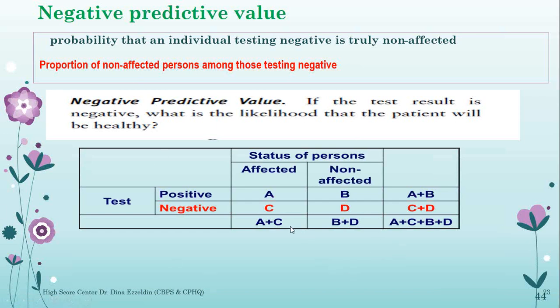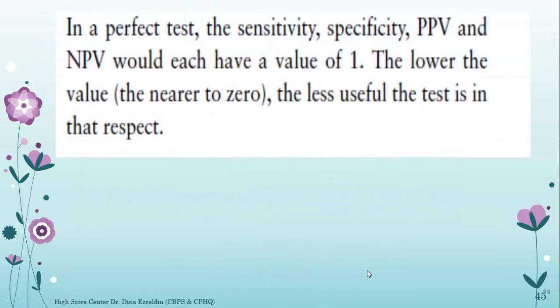We will make the table in the same way, and we calculate the negative predictive value as the true negative divided by true negative plus false negative. So all of them is negative. So it's not like specificity. In the specificity, this false negative was false positive. But here, in negative predictive value, all of them is negative. In a perfect test, the sensitivity, specificity, positive predictive value, and the negative predictive value would each have a value of 1. The lower the value, the nearer to 0, the less useful the test is in that respect.